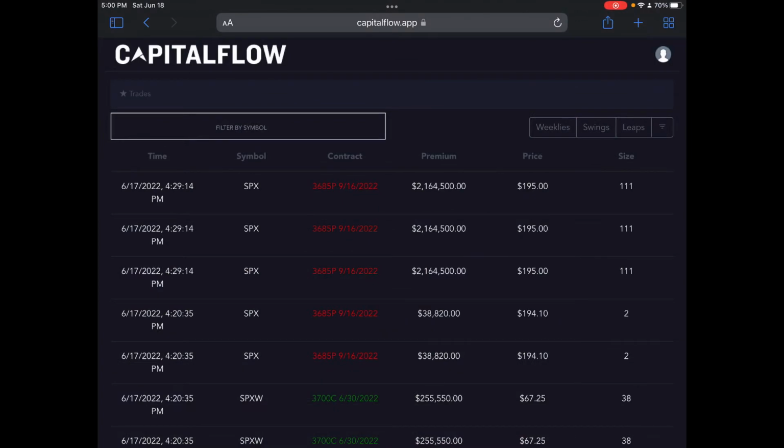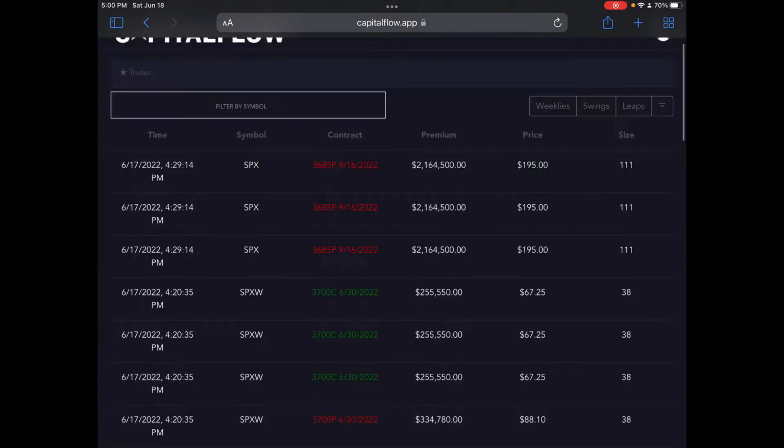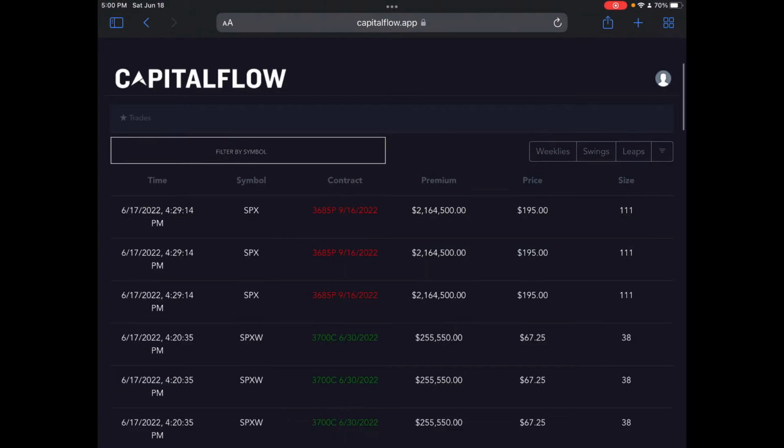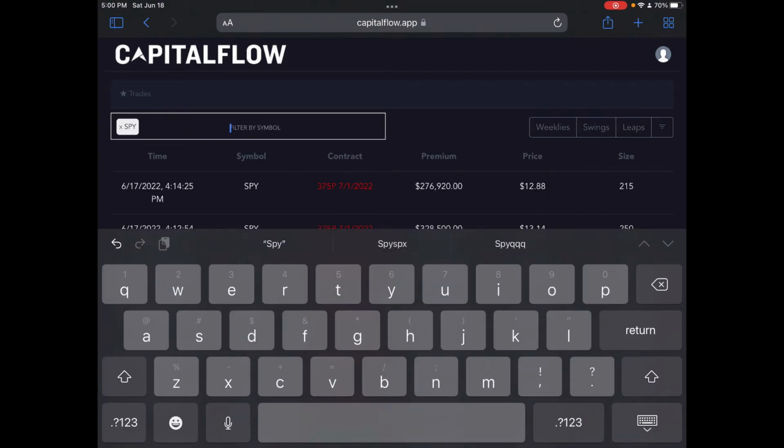Okay, so now I'm going to give you an example of how you can apply options flow to your trading technique and use it to make some money in the stock market. So the first thing I'm going to do is adjust my filters. I'm going to set my minimum premium paid to 200,000. And I'm going to look at SPY contracts that expired this week.